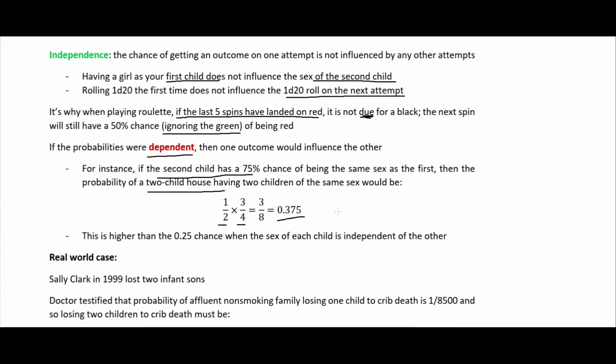0.375, or if you want to think about it in percentage, it would be 37.5%, which we can see is higher than the 0.25, because now we're saying that the second child's sex has some dependence on the first child's sex, and so the probability of having 2 children of the same sex in the household would be higher.